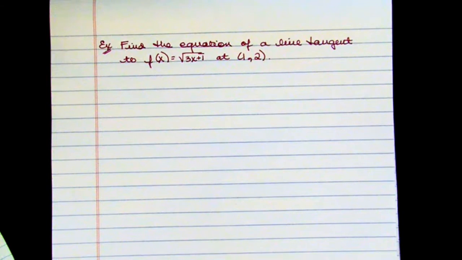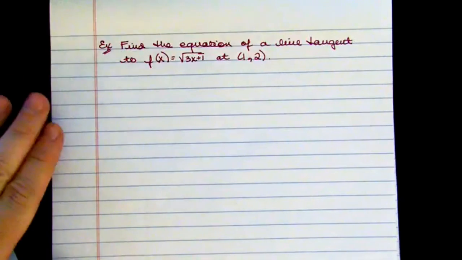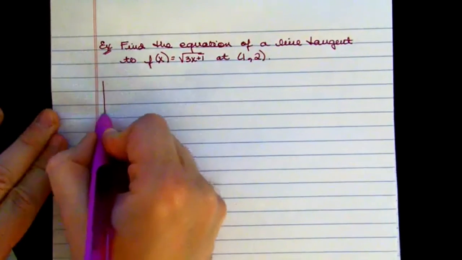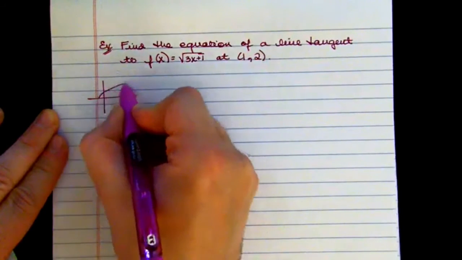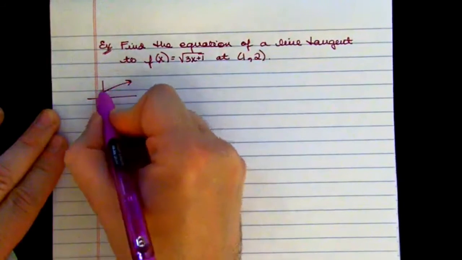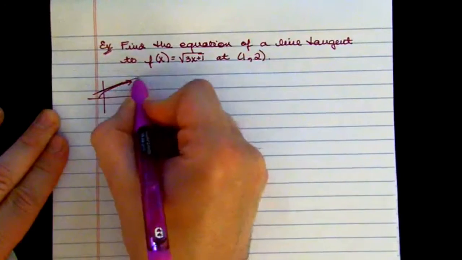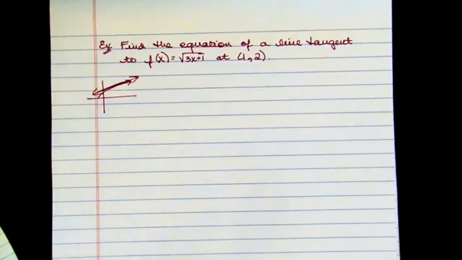For my next example, I would like to find the equation of a line tangent to the function f of x equals square root of 3x plus 1 at (1, 2). I want to find the equation of a line tangent to that function at (1, 2). My function's something looking like this. I want to find the equation of that tangent line or something vaguely like that. Take a moment, push pause, and just copy down that problem.